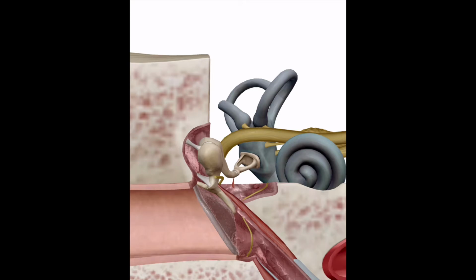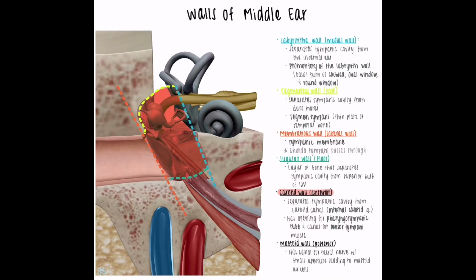The components of the middle ear include the auditory ossicles, the malleus, incus, and stapes, the tensor tympani muscle, the stapedius muscle, the chorda tympani, and the tympanic nerve. There are several walls of the middle ear that we need to be familiar with.